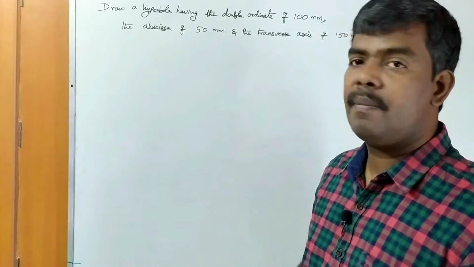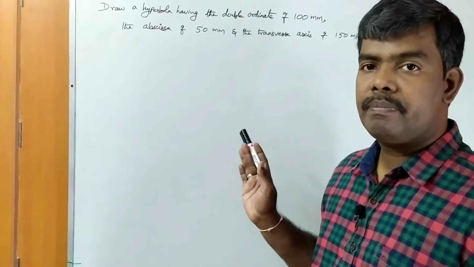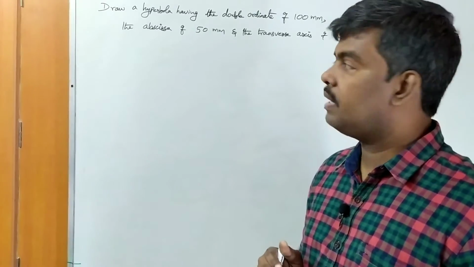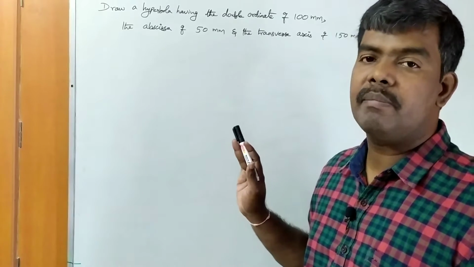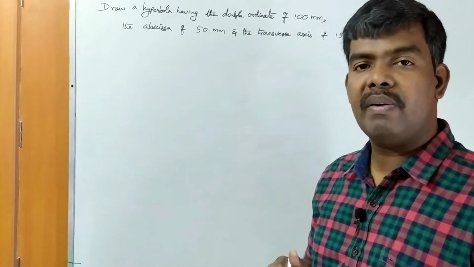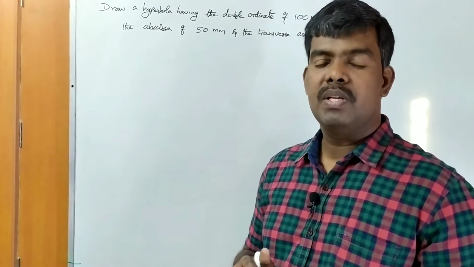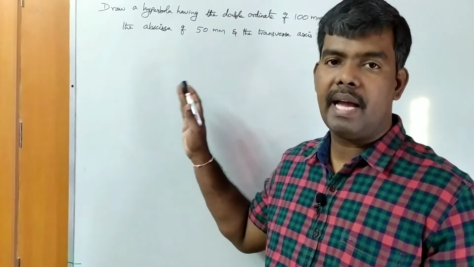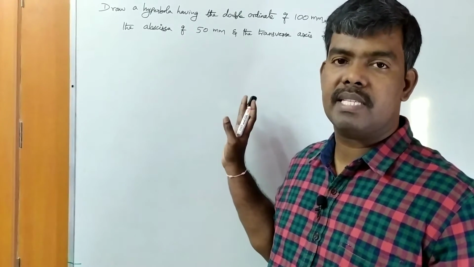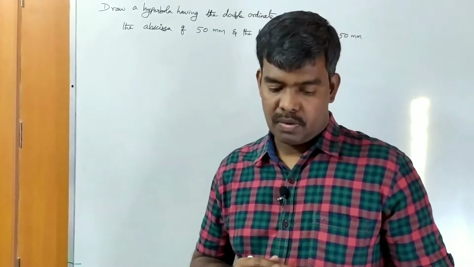Draw a hyperbola having the double ordinate of 100 mm, which is nothing but the base. Next, the abscissa of 50 mm, which is nothing but the axis. And the transverse axis of 150 mm. So these three dimensions are given. Clear? So the double ordinate is 100, the abscissa axis is 50, and the transverse axis is 150. Clear? So first we go for the construction.